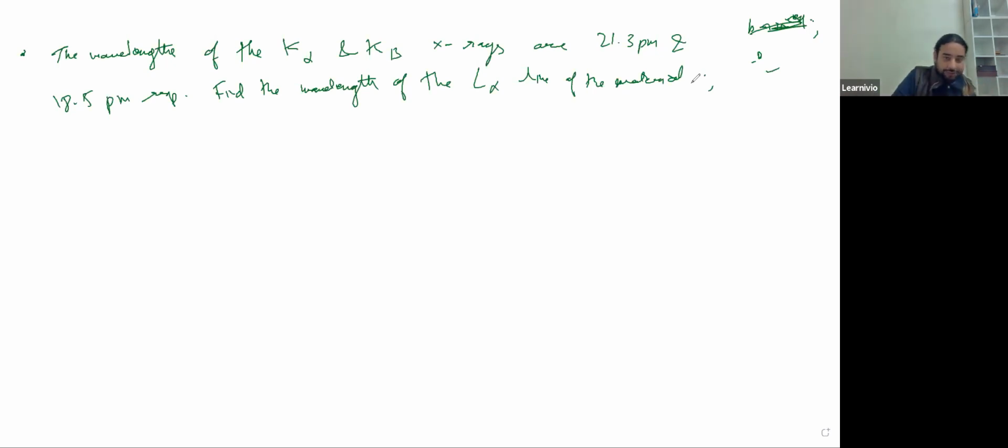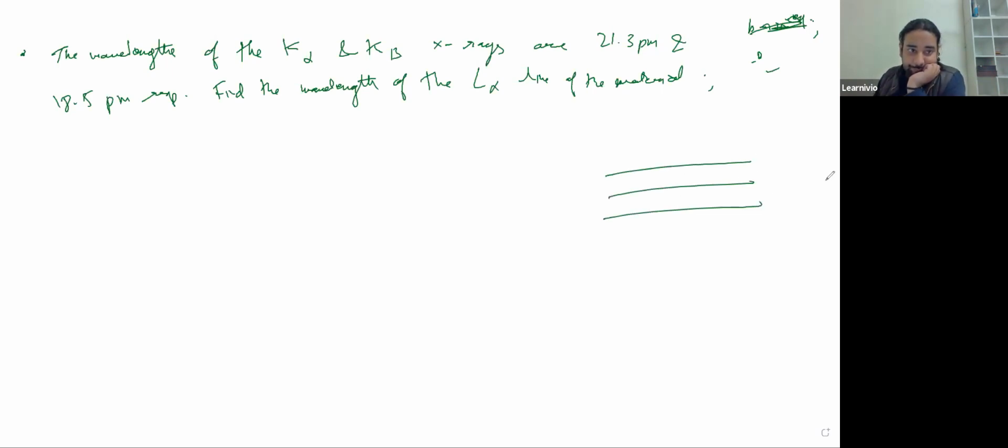Okay, let's see what's happening to the energy level diagrams. K alpha and K beta are essentially your Lyman series. The Lyman series essentially says that you're going from n equal to 2 to n equal to 1, and n equal to 3 to n equal to 1. So you're coming down to n equal to 1. The first line is called K alpha, so n equal to 2 to n equal to 1.